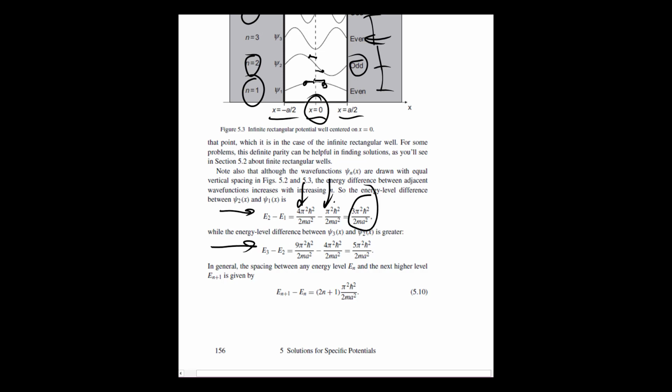When you do the same process for the energy level distance between n equal 2 and n equal 3, 3 squared is 9, 2 squared is 4, subtract those, you get the coefficient in front of pi squared h bar squared over 2ma squared to be 5. And here's a general expression. If you have two levels, En and En plus 1, the difference between them increases with n like this: 2n plus 1 times pi squared h bar squared over 2ma squared.